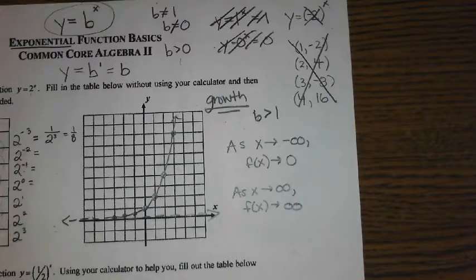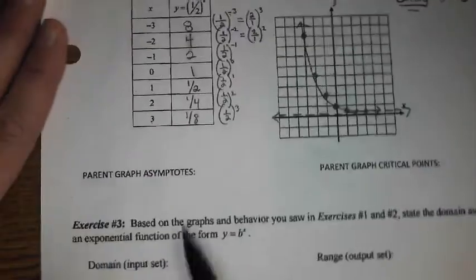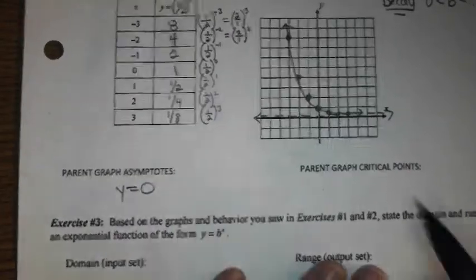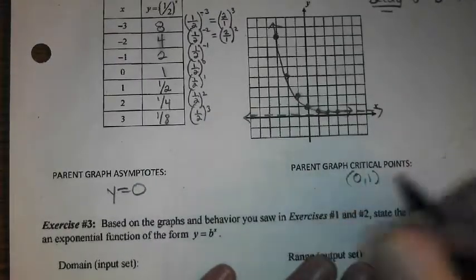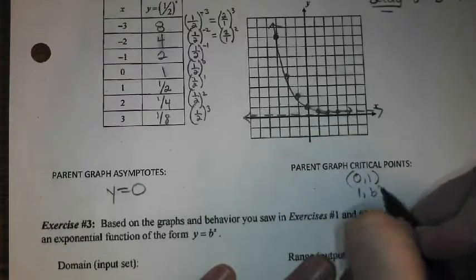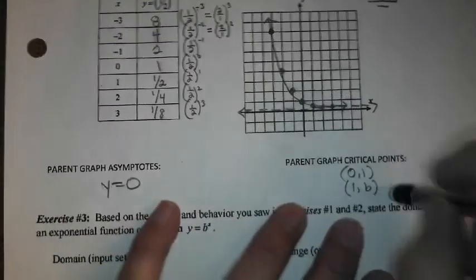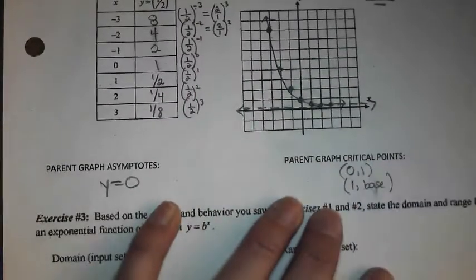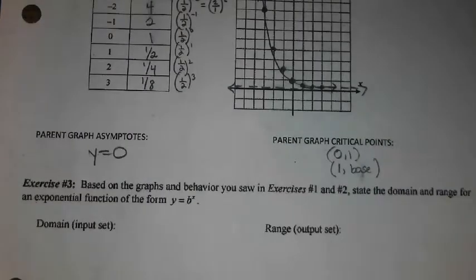Okay? So parent graph asymptotes, just y equals 0. Parent graph critical points, (0, 1), and then (1, b), where b is whatever your base is. You know what? For b, I'm just going to actually write base so you don't forget. The base of your exponent.